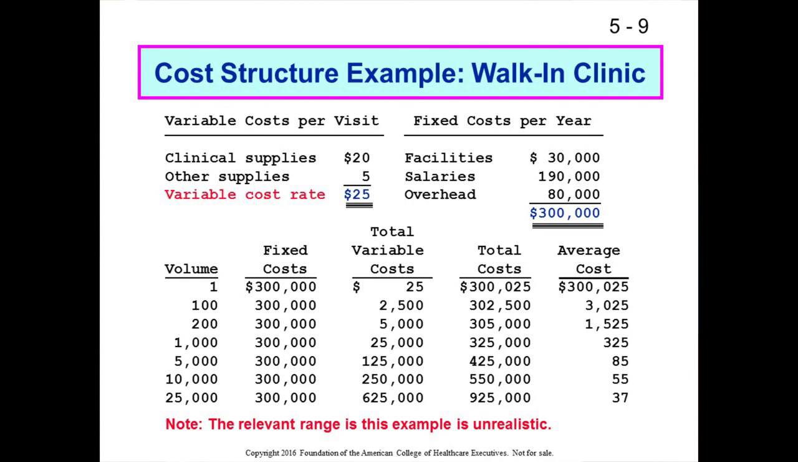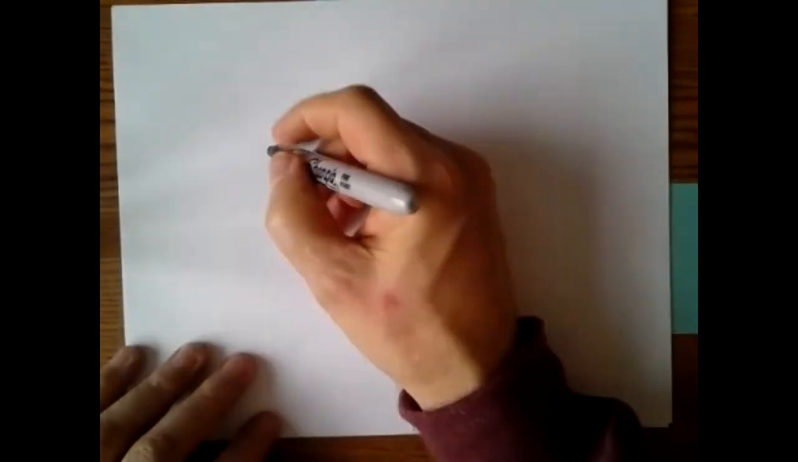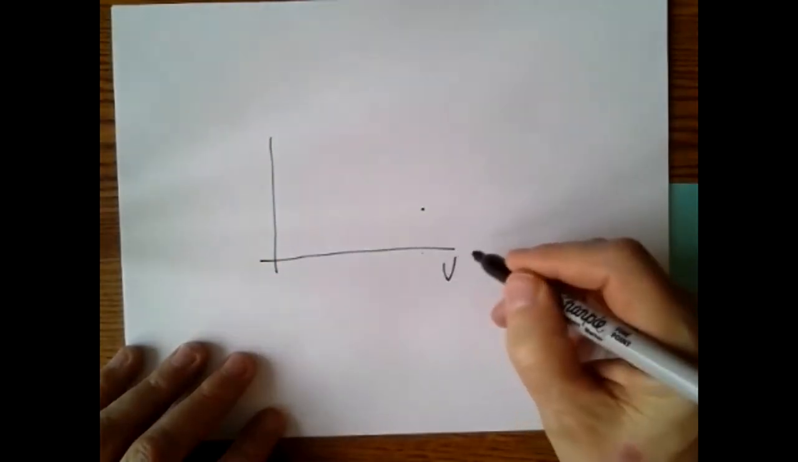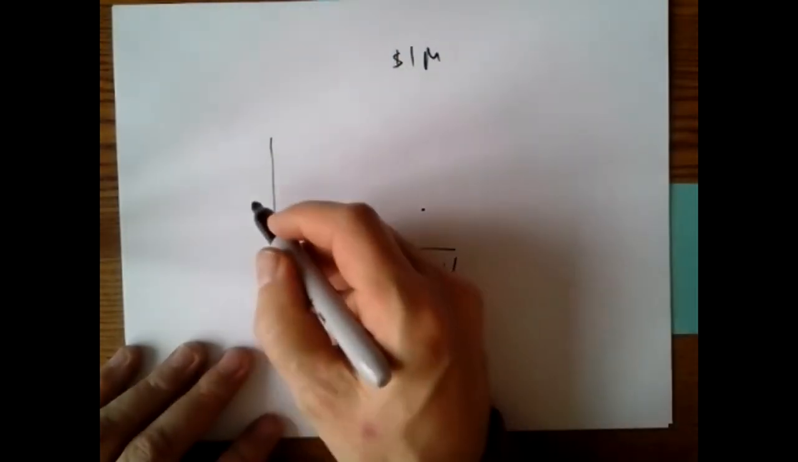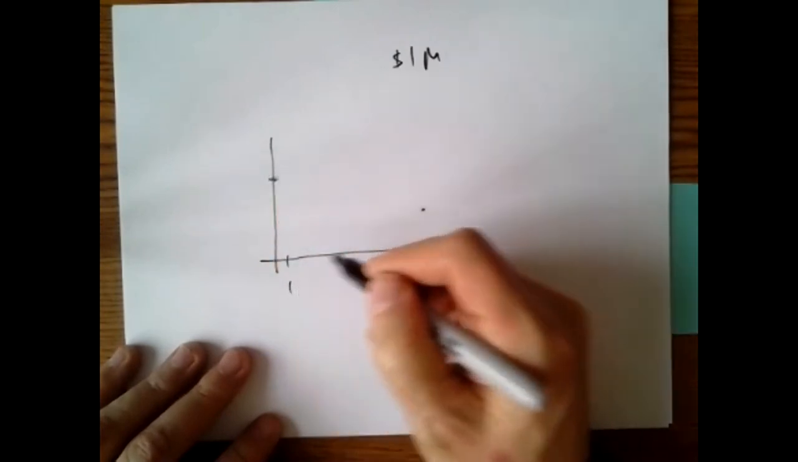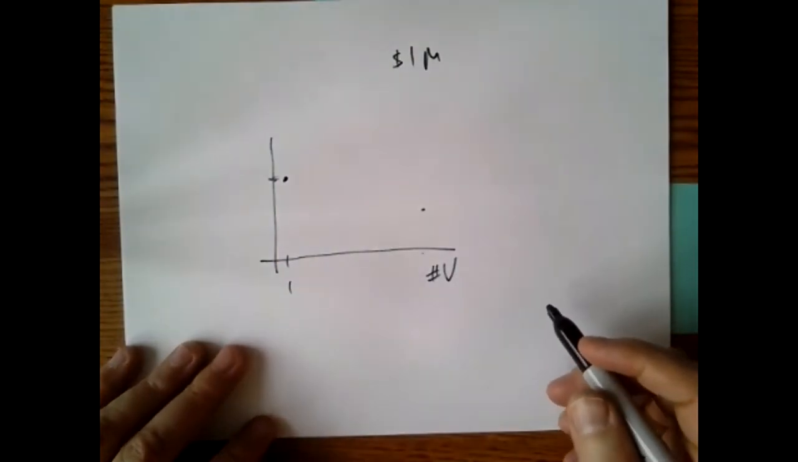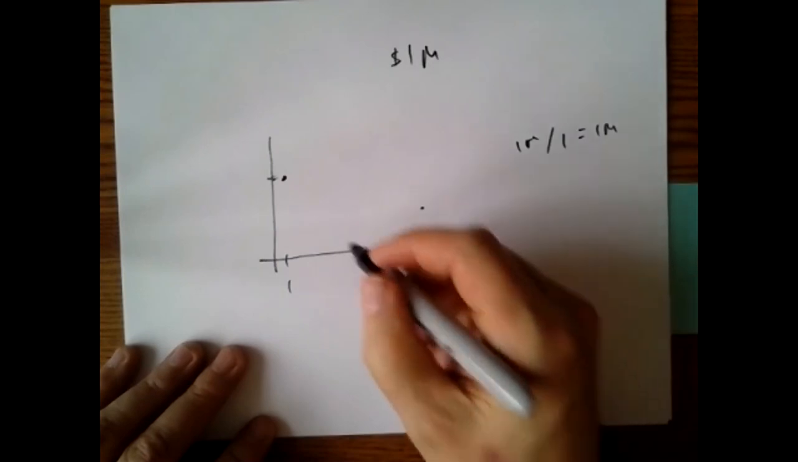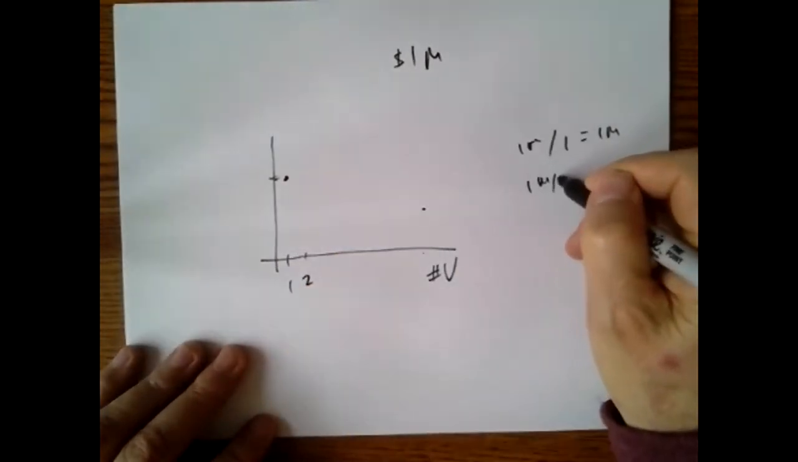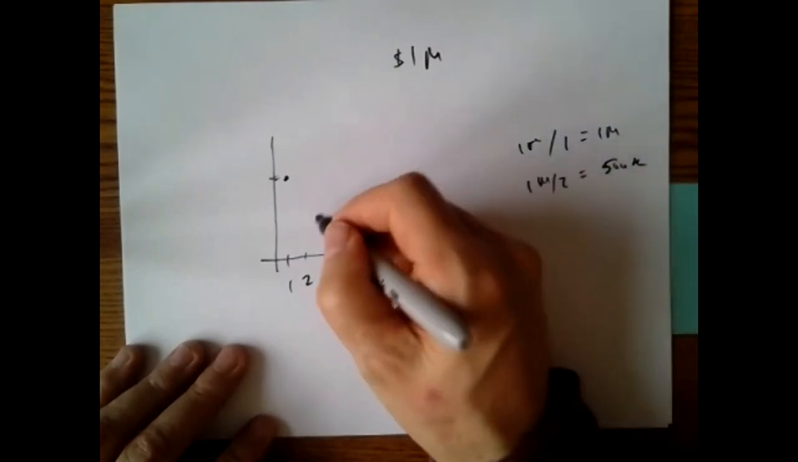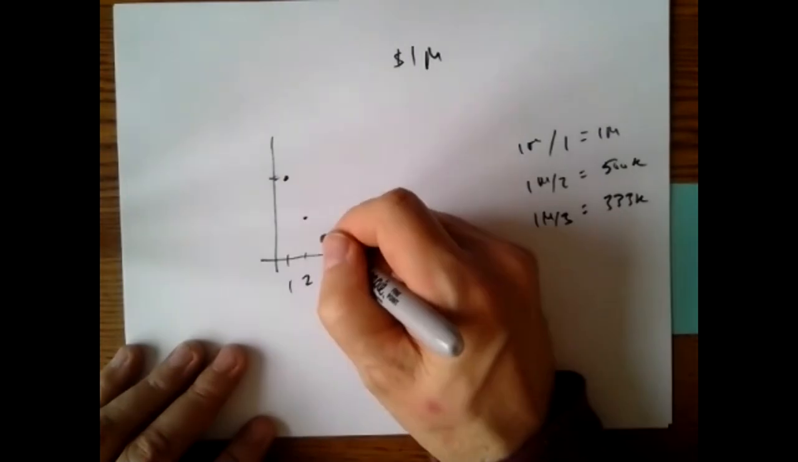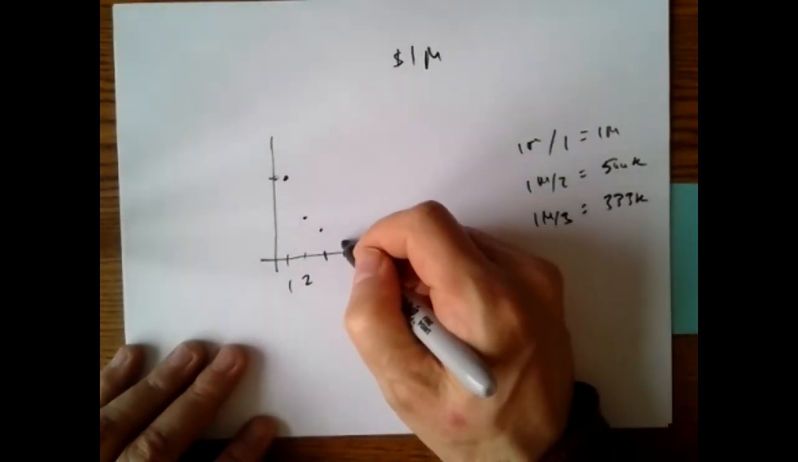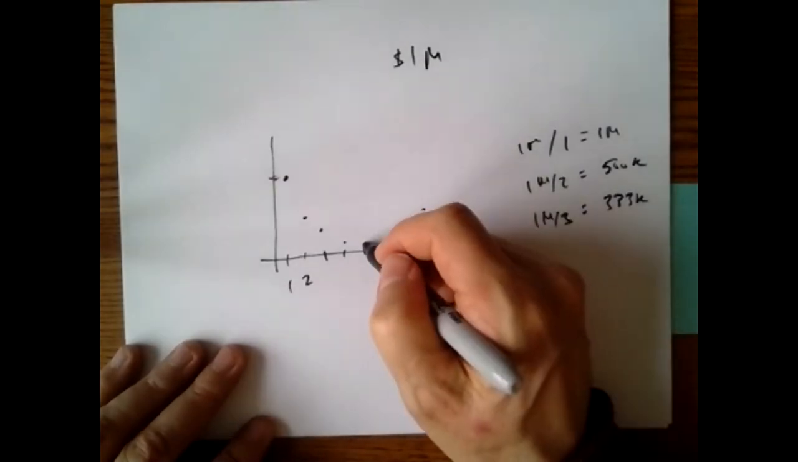Let me see if I can switch. So if I have some amount of fixed cost, and this is my number of visits, right? So let's say I have 1 million in fixed cost. At one visit, my average fixed cost is 1 million divided by 1, or 1 million, right? At two visits, it's now 500,000. At three visits, it's 333,000. At four, it's 250,000. At five, it's 200,000.